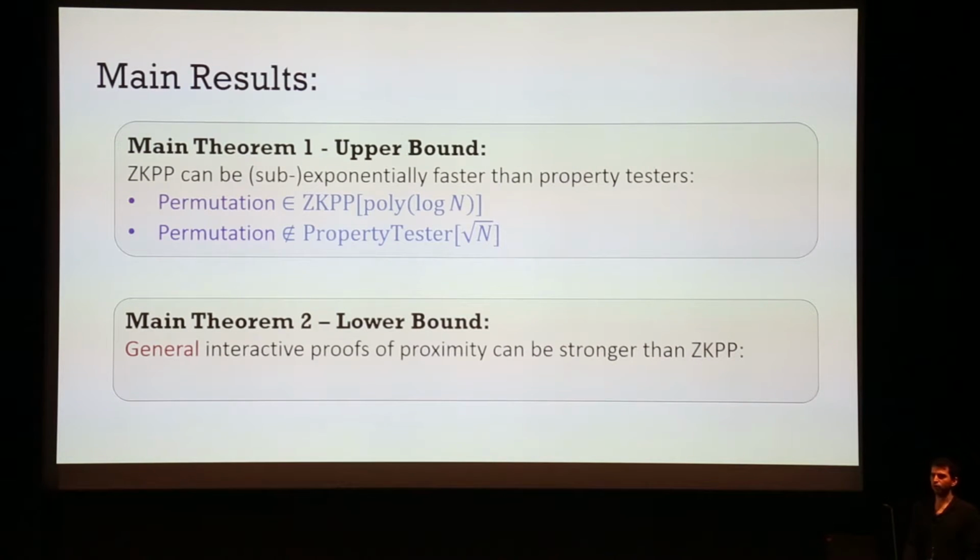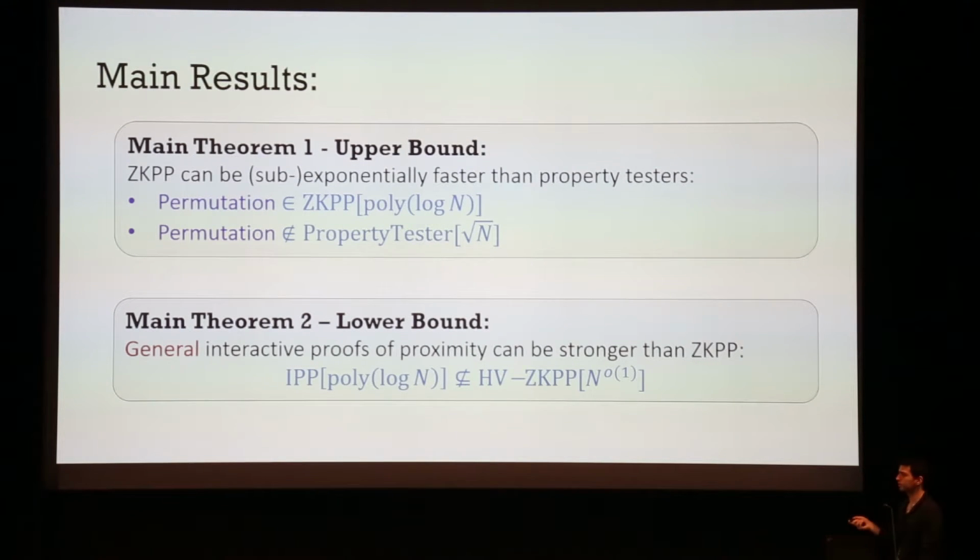Our second result is a lower bound. So this shows some interesting properties that we can do, but not all. Our second result is a lower bound, to show a property that has a very efficient IPP, but every zero-knowledge proof of proximity for that property, even if it's honest verifier, namely that the simulator has to simulate only the honest interaction, must be some polynomial in the input length, some fixed polynomial. So this is a very strong separation between IPP and even honest verifier zero knowledge.